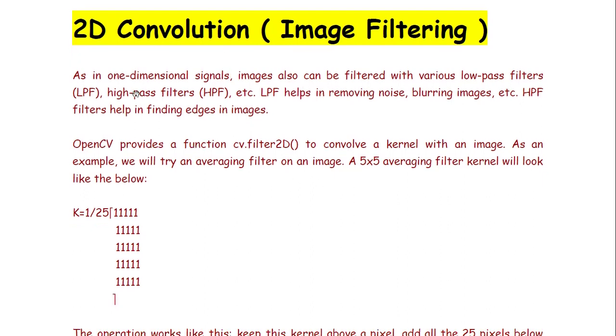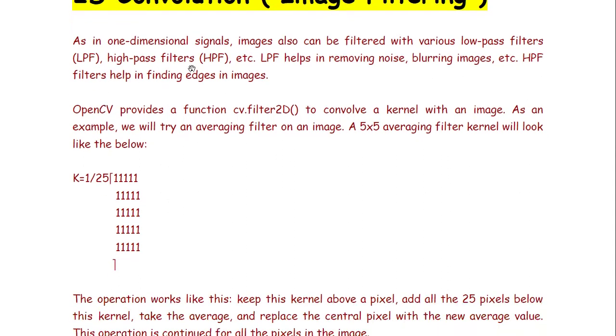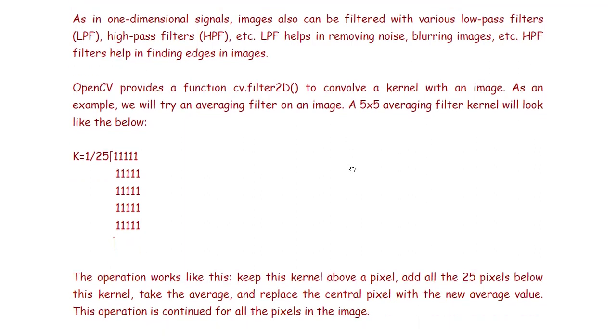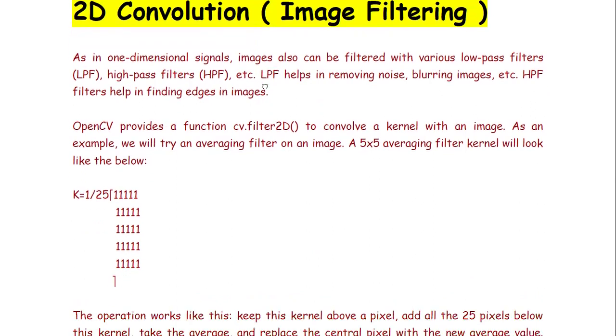Now, as in one-dimensional signals, images can be filtered with various low-pass filters, high-pass filters, and there are so many of them. Low-pass filters help in removing noise and blurring the images, while high-pass filters are mostly used in finding edges in the images. In OpenCV, we have a function cv.filter2D, and this function is used for this 2D convolution part, to convolve a kernel with an image.